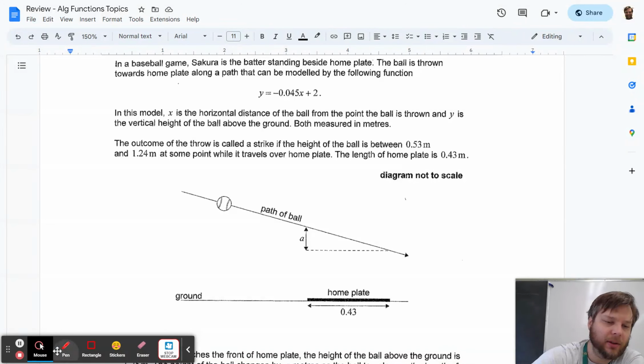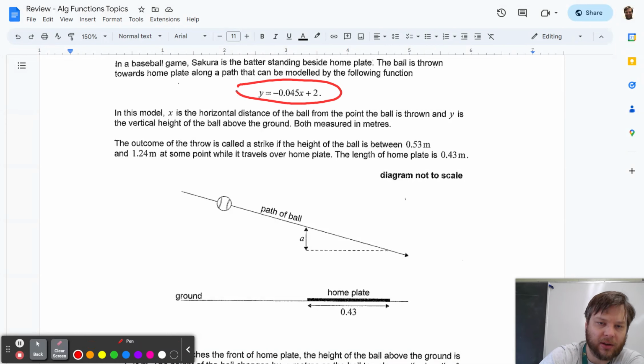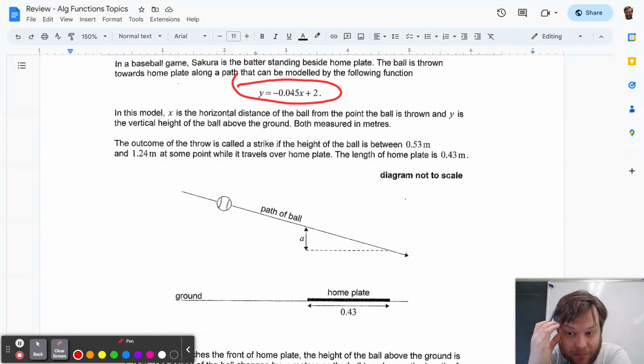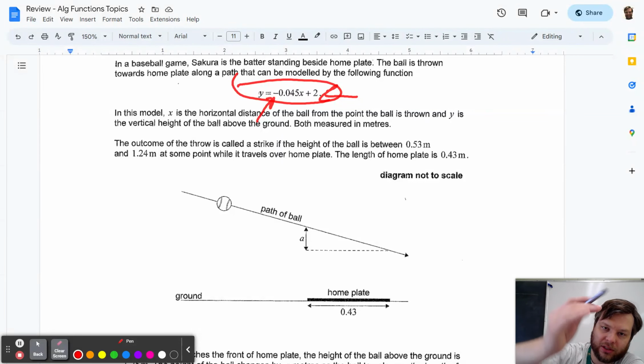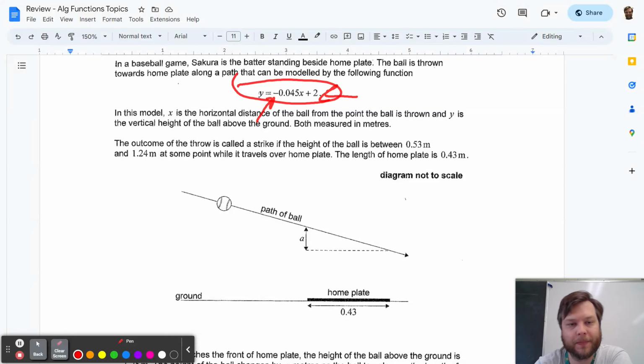So the ball is coming at this path right here. I know, by the way, useless information for this problem, but I know that it was thrown from a point that was 2 meters high. So that's the release point is 2 meters high because that's the y-intercept, and I can see a negative slope, so that's why the ball is traveling down. And what that slope means is that for every 1 meter closer, it gets 0.045 meters lower to the ground.